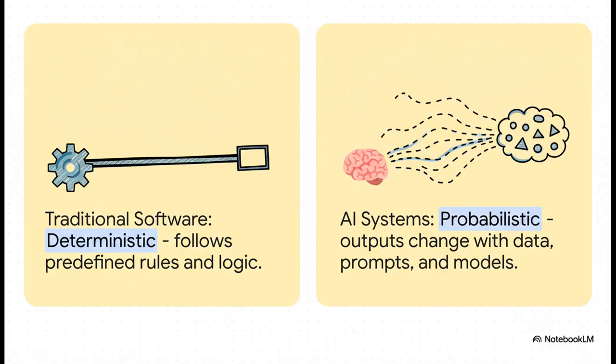And this, right here, gets to the absolute heart of the problem. Traditional software is deterministic. If a user clicks button X, Y is going to happen every single time. But AI systems, they're probabilistic. Their answers can change based on the data, the prompt, the model itself. It's a totally different ballgame, and it demands a completely new way of writing our requirements.